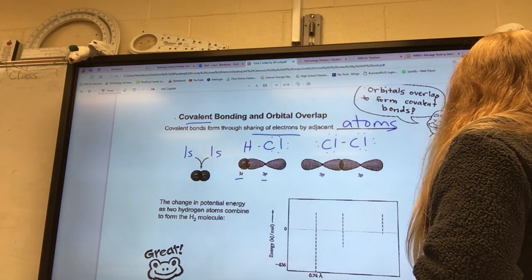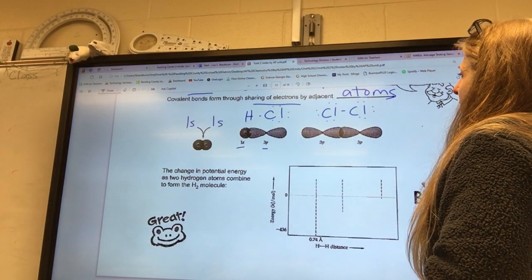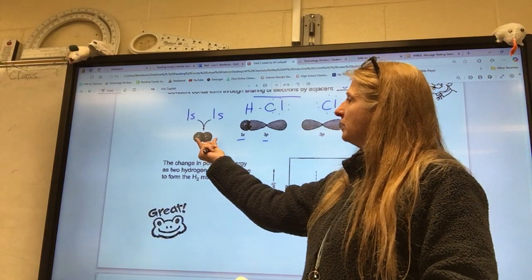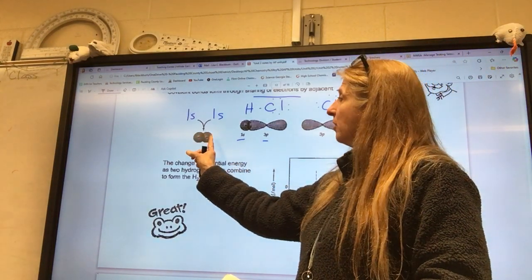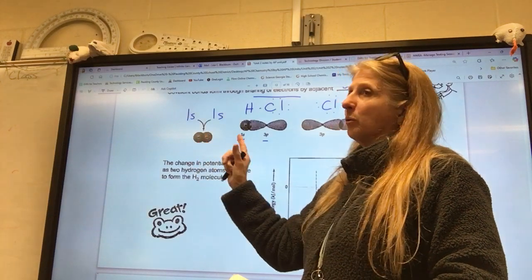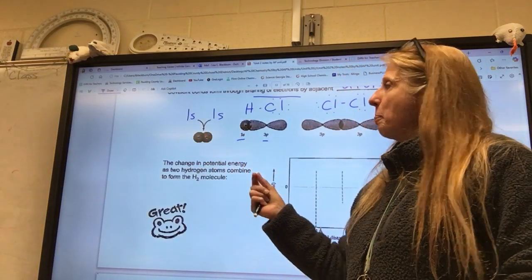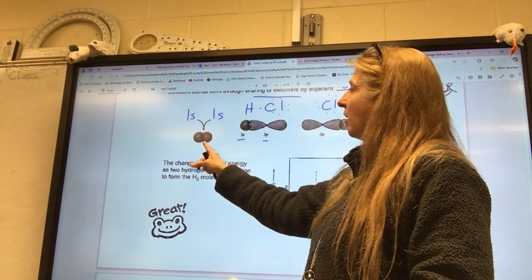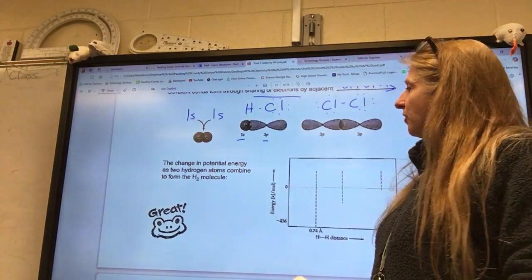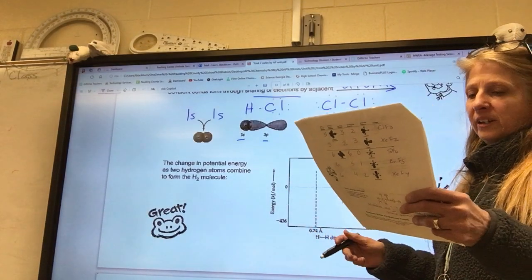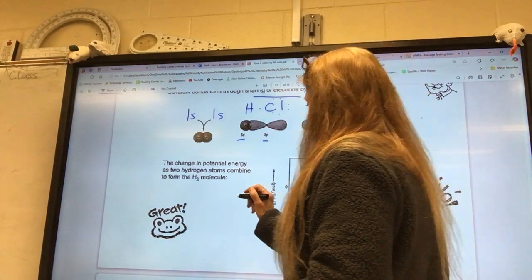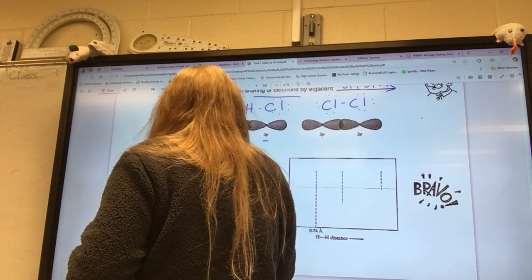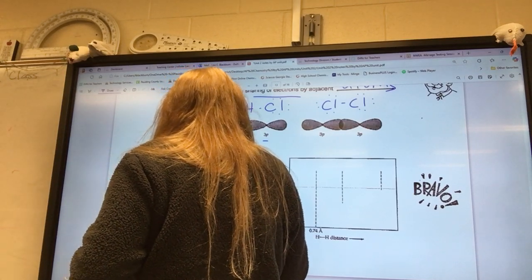Okay, the next idea. When you have these covalent bonds, imagine right here. If you squish these too close, those positive nuclei are going to repel each other and not be happy. If you pull them too far out, not enough sharing is going on and it's not going to be happy. So there's an optimal distance, and it is this. So optimal distance. So this was on last year's AP test.